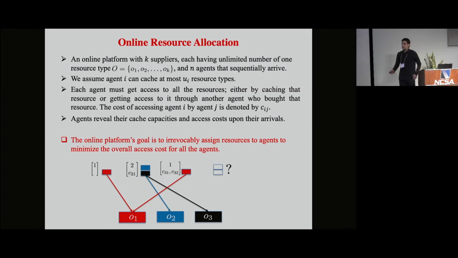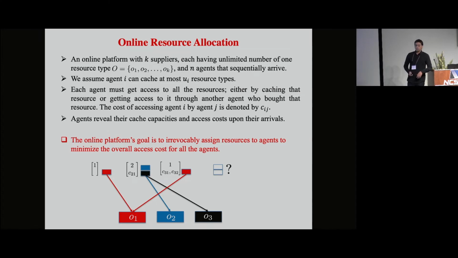Yes, so we are assuming that each agent needs to get access to all the resources. So for example, this agent, which is coming to the platform, already has access to these 2 resources, but it doesn't have access to the red resource, and it has to go and get it from this agent, right? So it has to travel at least this distance, C2. So its overall cost is going to be 0 plus 0 plus C2.